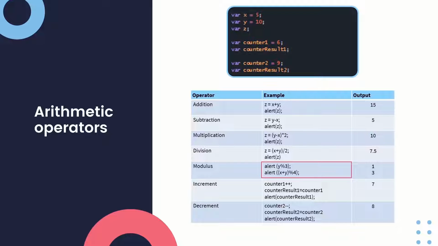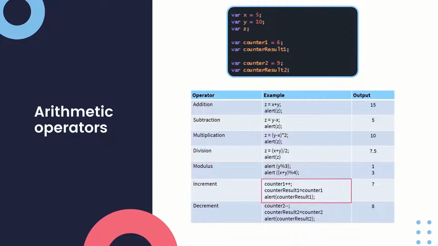And likewise, in our second example with modulus, we are alerting x plus y, which gives us 15, divided by 4 gives us a remainder of 3, because 4 can go into 15 3 times, which gives us a total value of 12, and this gives us a remainder of 3.